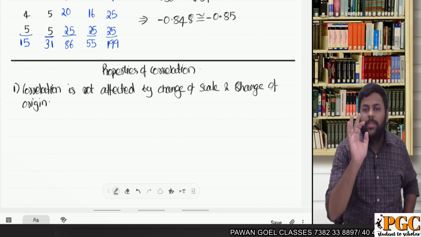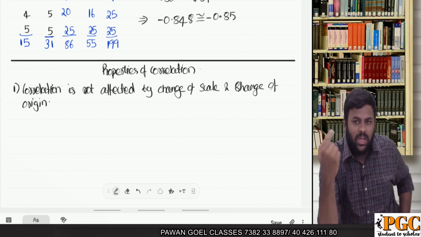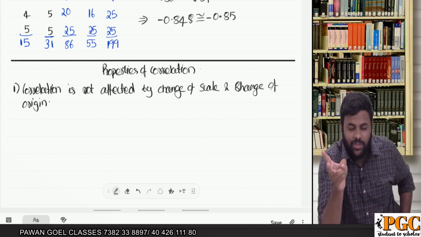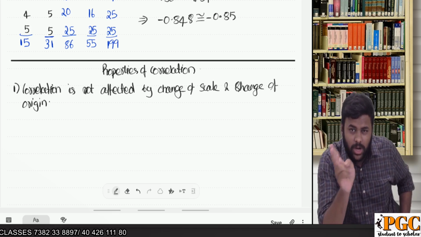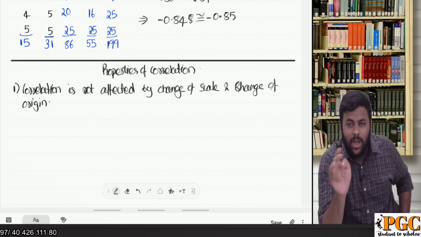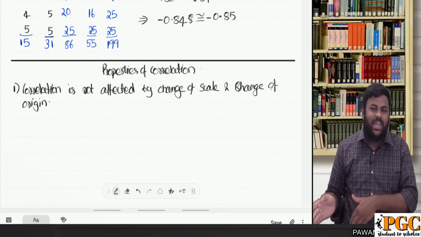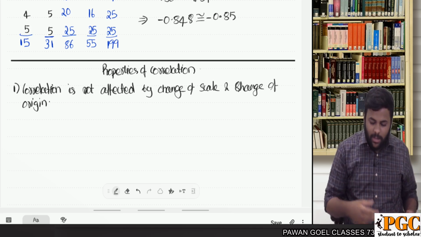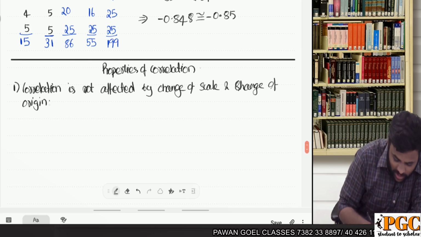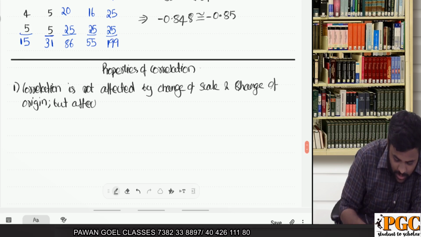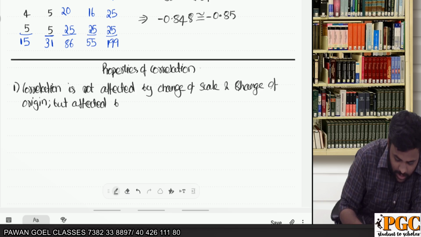Okay. Come on my dear friends, revise with me once again. Central tendency is affected by both change of scale and origin. Dispersion is affected only and only by scale, not by origin. But correlation is not at all affected by any of these, not affected by scale, not affected by origin. But my dear friends, it is affected by magnitude.